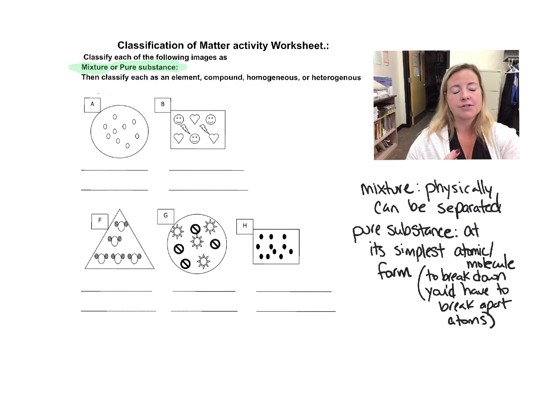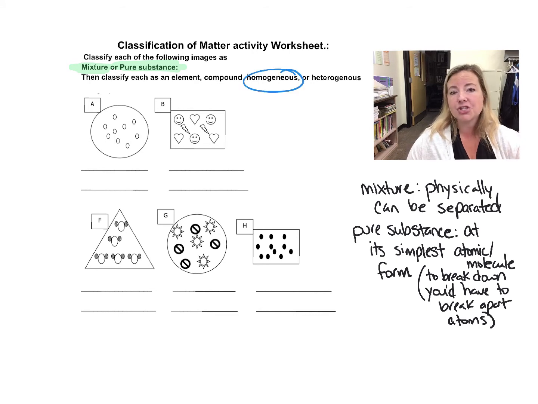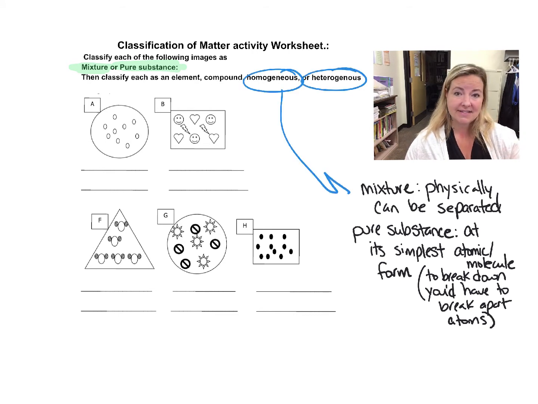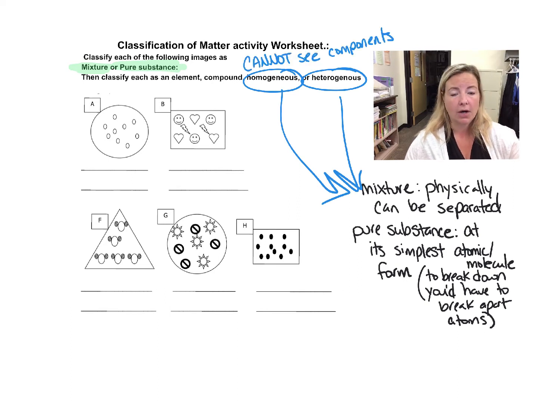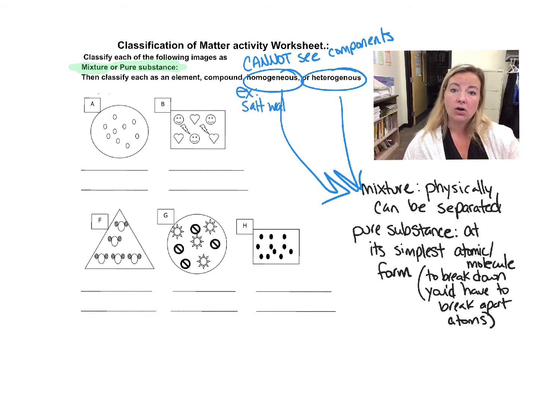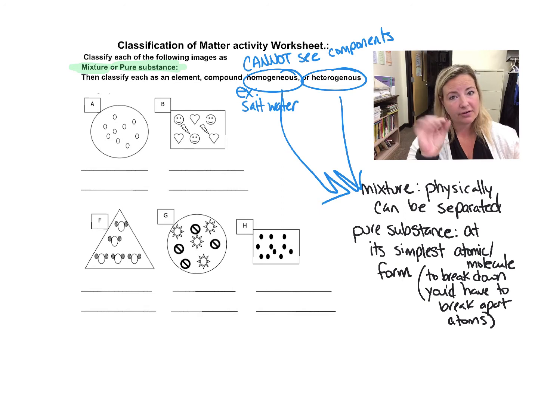So mixtures, we can classify a mixture as either being homogeneous or heterogeneous. With a homogeneous mixture, we cannot see the different materials. So a good example would be salt water. We don't see the salt dissolved in the water. It's simply that the salt is now dissolved, which means that the atoms, the molecules, are spread out so much that we can't see them. They're very, very tiny. They're no longer in their big crystal chunks. So that's a homogeneous mixture.